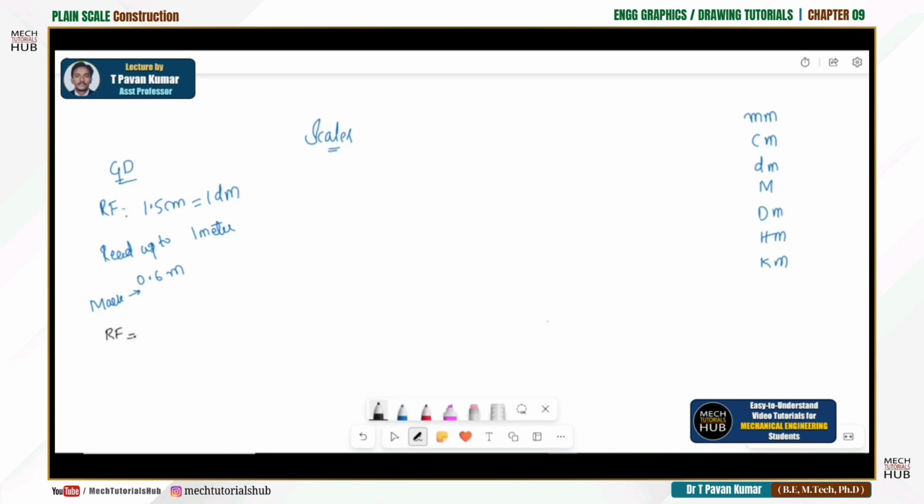RF is equal to, already given, 1.5 centimeter by 1 decimeter. So 1.5 centimeter by 1 decimeter. I like to write something like this. 1 decimeter is equal to how many centimeters? This we would like to see. So 10. For every 1 increment, I'm going to increase 1 zero. Just for your proper understanding. Okay, let me say 1.5 by 1 into 10, where according to our conversions 1 decimeter is equal to 10 centimeters.